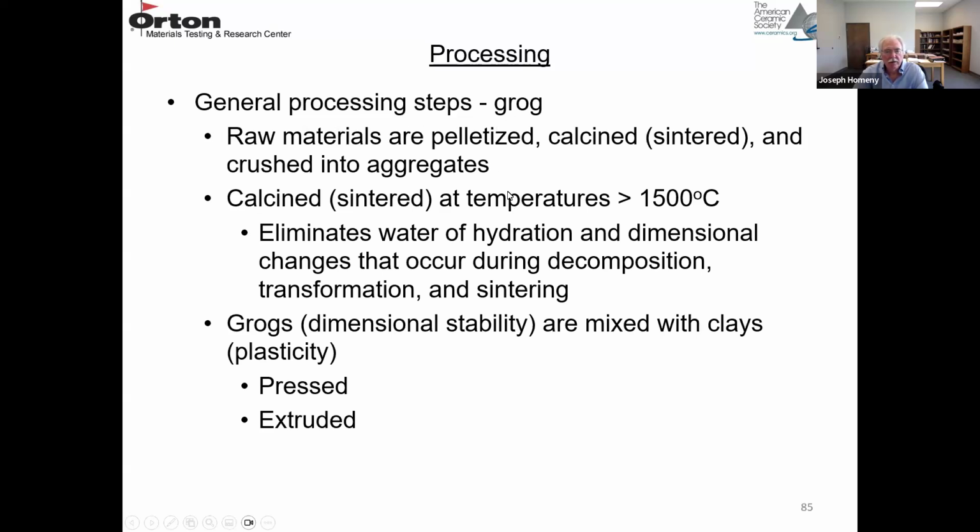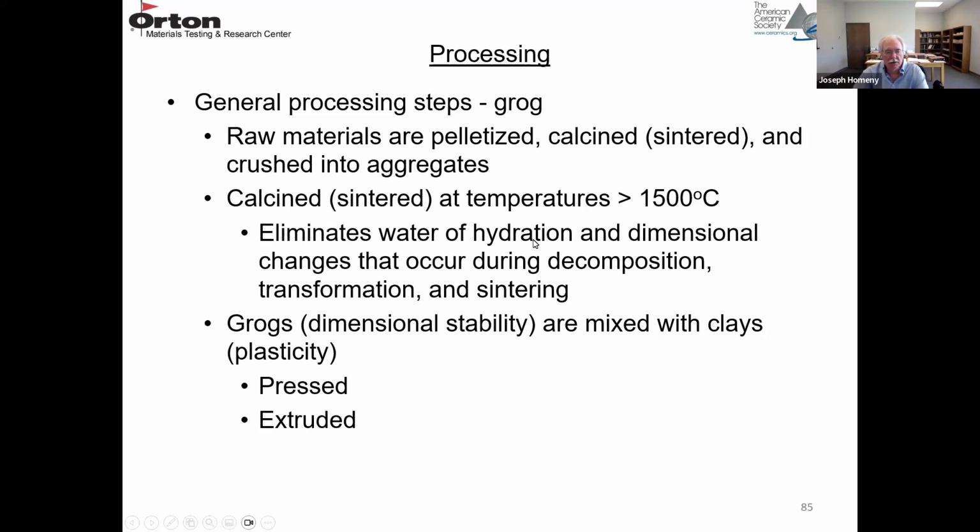So general processing steps: this material is pre-fired or calcined, usually a clay. They call it grog. So the raw materials are pelletized, they're calcined, which is a sintering process, and then they're crushed into the right particle size distribution. Materials are usually calcined at 1500 degrees C. That gives the material dimensional stability.